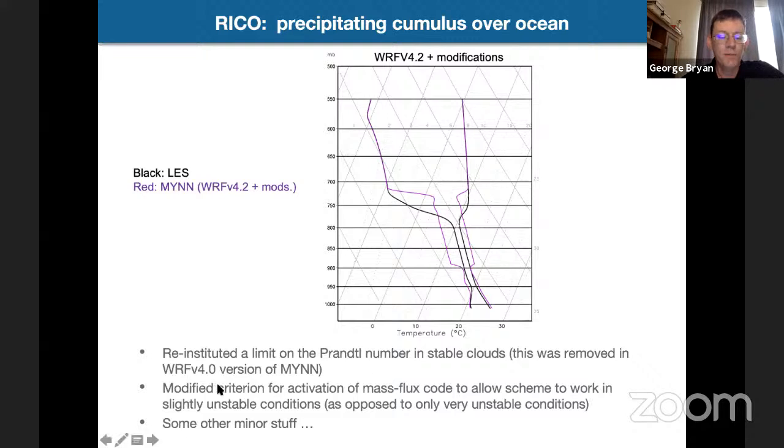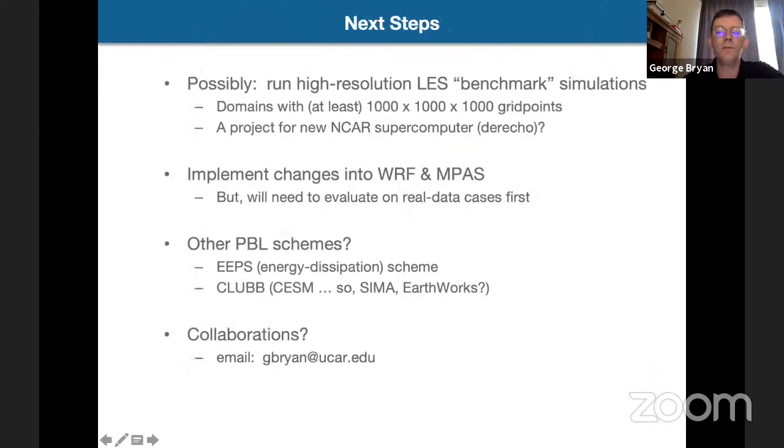And also modified the criterion for the activation of the mass flux code to work in slightly unstable conditions as opposed to only very unstable conditions. There's some other minor stuff I can talk to Joe Olson and company with offline. This is my last slide.